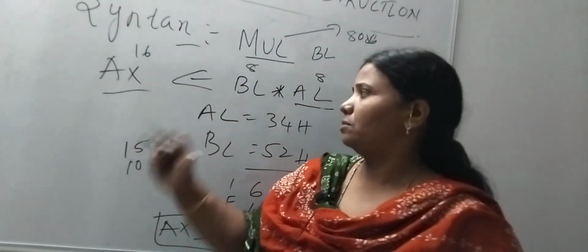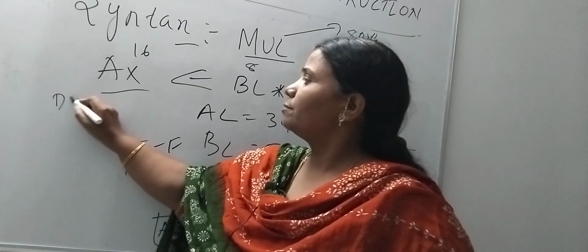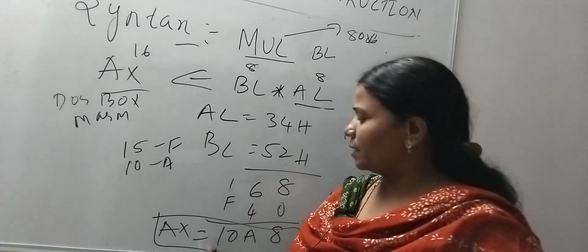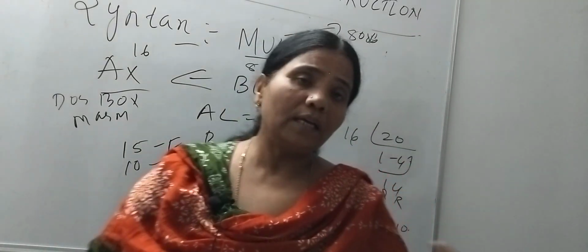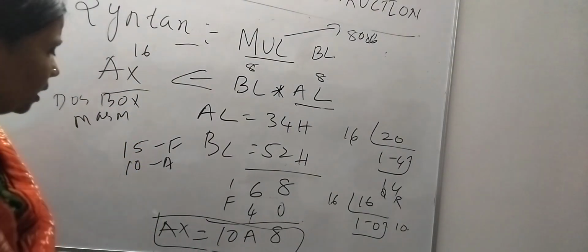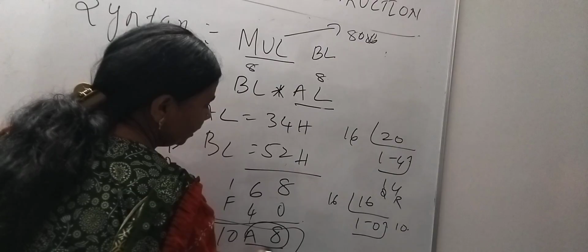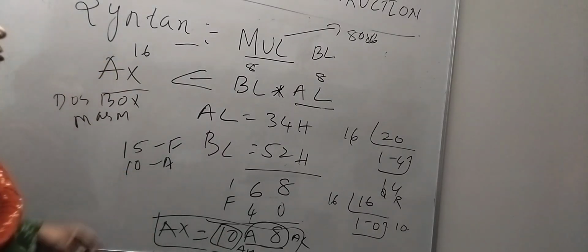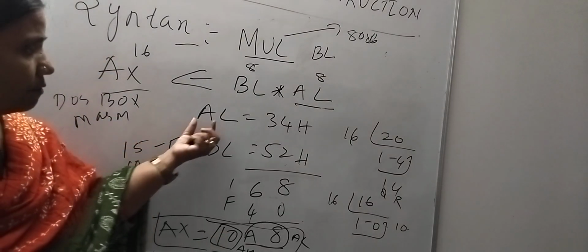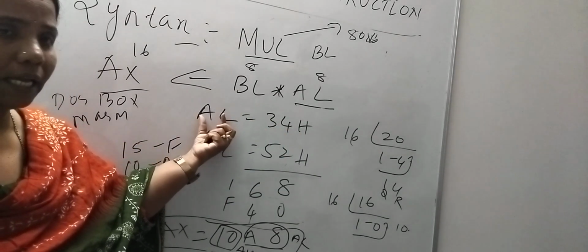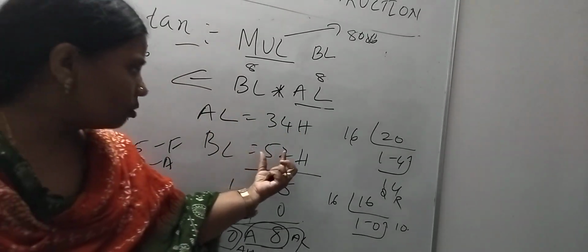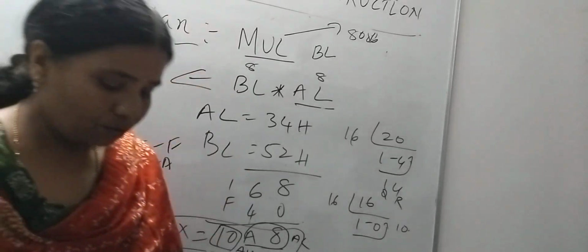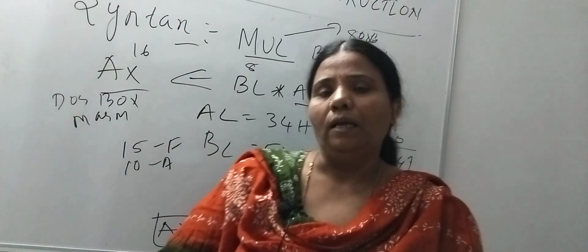When you see it in the system, using DOS box or MASM, you have to get the result by taking this input in the AX register. The first 8 bits represent AL and the remaining 8 bits represent AH. How do you write the program? First load the number you have taken in AL using the MOV instruction. Next load the number 52 into BL. After that use the instruction MUL. Once you run the program, you see the result in AX.